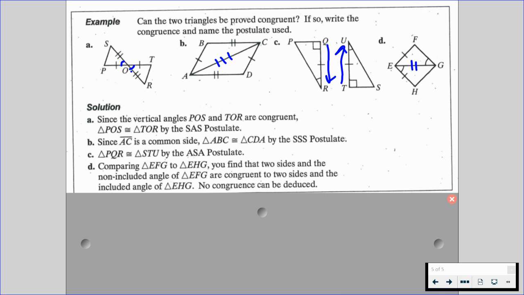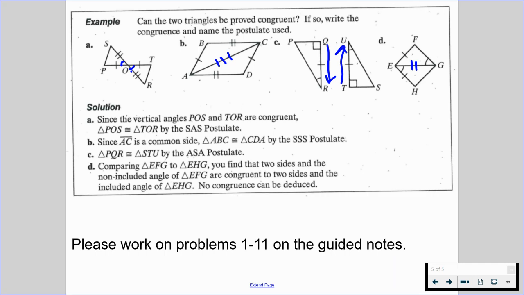In the top triangle, we're going 1 tick mark to 2 tick marks to an angle. But for the bottom triangle, we're going 1 tick mark, angle, 2 tick marks. It's not the same order. We would have to have the same relationship, either side angle side or angle side angle. We cannot pick and choose. We do not have a side side angle or an angle side side. That does not exist. So with this in mind, please work on problems 1 through 11 on the guided notes.